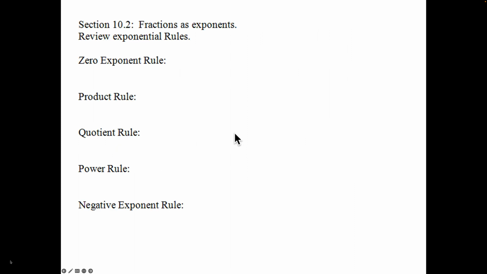All right, section 10.2. We're going to look at fractions as exponents. So a quick review of your exponent rules. Remember, you have the 0 exponent rule. Be careful of the trick questions. 4x to the 0 is 4 times x to the 0. 4 times 1 is 4. But as soon as you put parentheses around the whole 4x, then it's a 1.